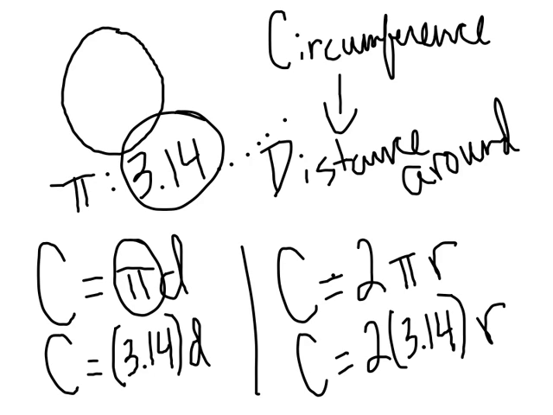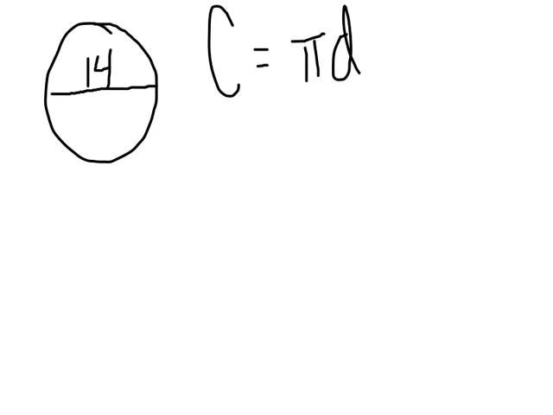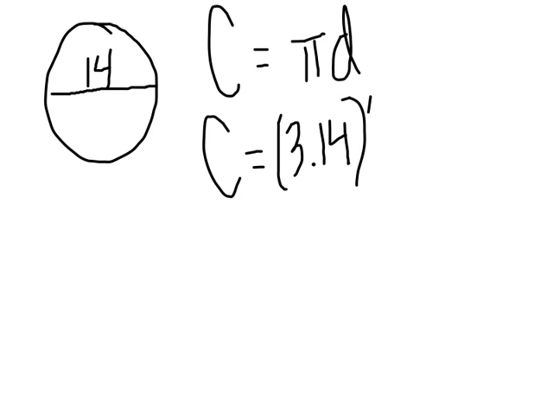Calculators are allowed. Now, let's say I have this circle that has a diameter of 14. And I want to know, what is the circumference? Well, it gives me the diameter, so I'm going to use the formula C equals pi multiplied by the diameter. Obviously I don't know what the circumference is, but I do know that pi is 3.14 and the diameter is 14.